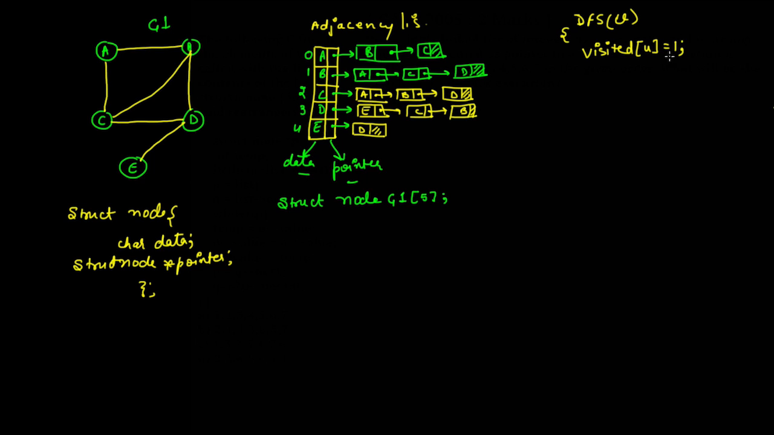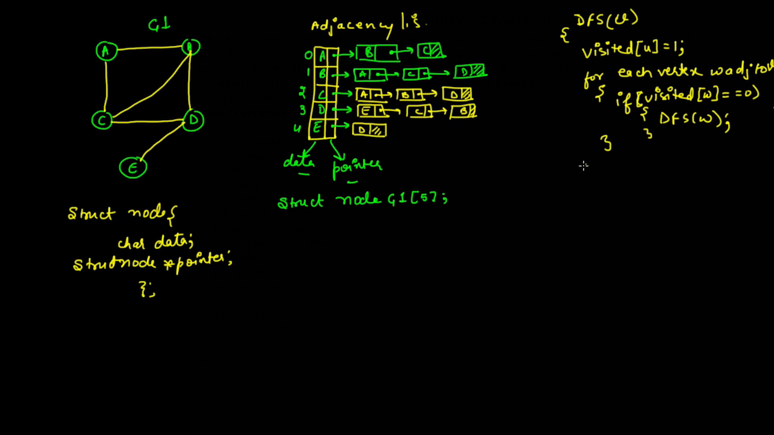equal to 1, and then for each vertex W which is adjacent to U, we are going to do the following operation: if visited of W is equal to 0, then we are going to do DFS of W. So this is a very simple form of a depth first search algorithm.